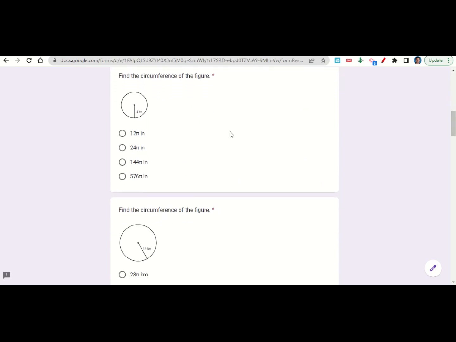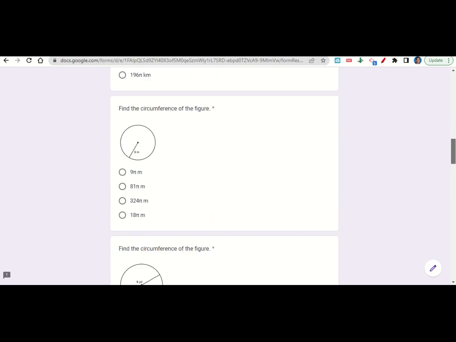It says, find the circumference of the figure. Well, we know that the circumference is 2 pi r or pi d. So they gave us an r here, the radius. So we're going to double that. So twice 12 is 24, and then we have pi. So 24 pi inches, which is this one here.